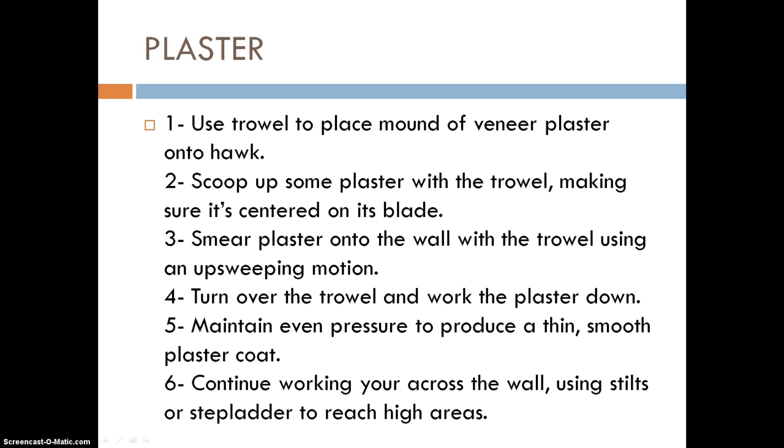For plaster, to apply it, step 1, you use a trowel to place a mound of veneer plaster onto the hawk. Step 2, scoop up some plaster with a trowel, making sure it's centered on its blade. Step 3, smear the plaster on the wall with the trowel using an upsweeping motion. Step 4, turn over the trowel and work with the plaster down. Maintain even pressure to produce a thin, smooth plaster coat. Continue working across the wall, using stilts or a step ladder to reach high areas.